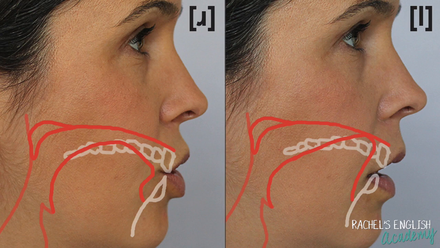It is touching something, either the front of the roof of the mouth or the back of the top front teeth, maybe the bottom of the top front teeth. Ul, ul, ul. Very different positions. Here are photos of the two sounds. Remember, the L can also have the tongue tip here.